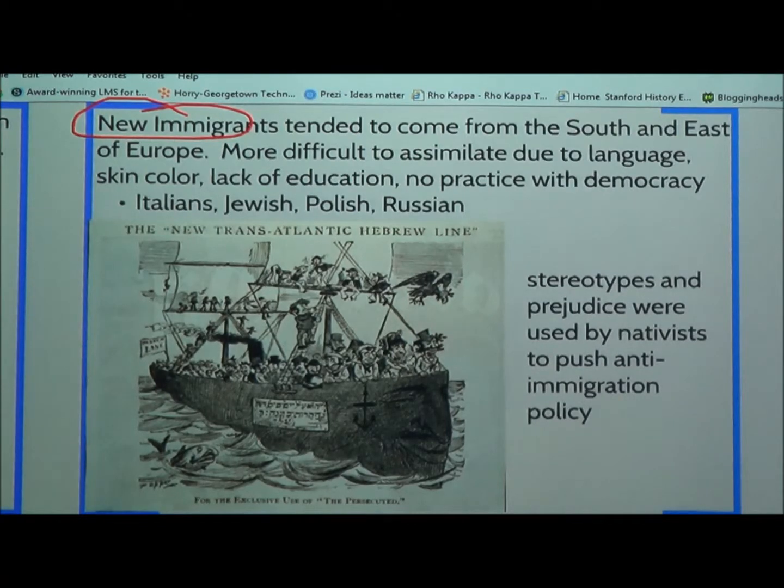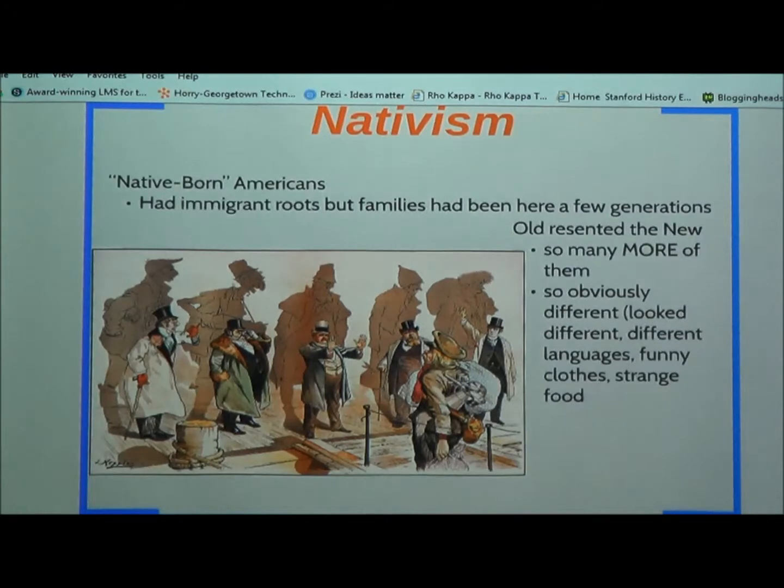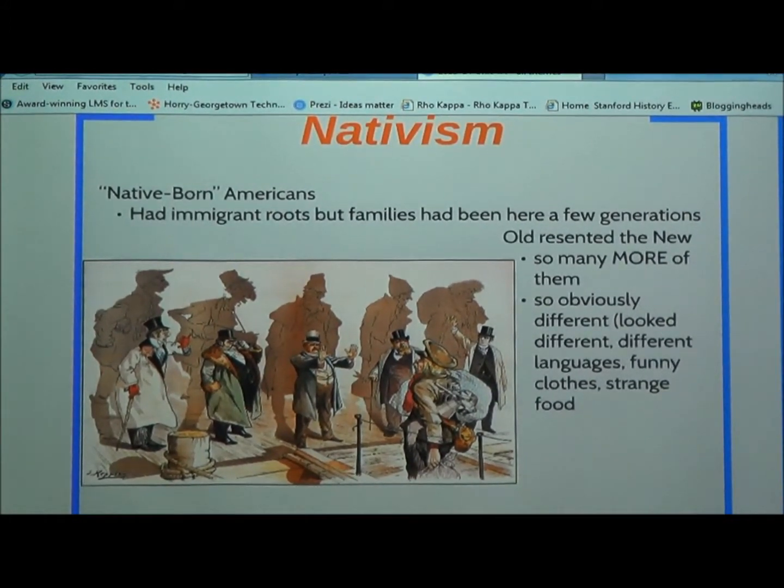So stereotypes and prejudice, they're going to be used by a group of people known as nativists to push anti-immigration policy. We'll talk about nativists in just a minute. Right now, nativists are what we refer to as native-born Americans. Not Native Americans, although you'll see them called that from time to time. These nativists tend to have immigration roots, but their families had been here for a few generations. These old immigrants tended to resent the new immigrants because there were just so many more of them. And because they're so obviously different.